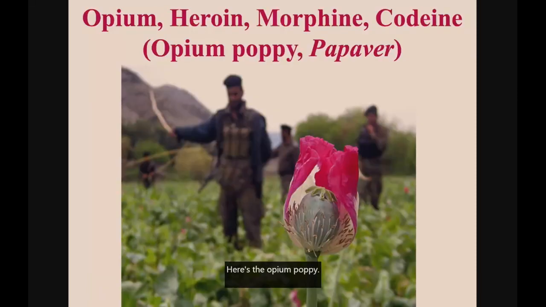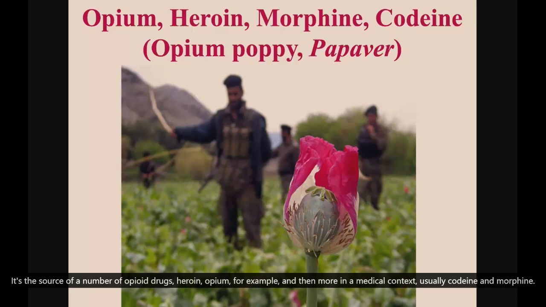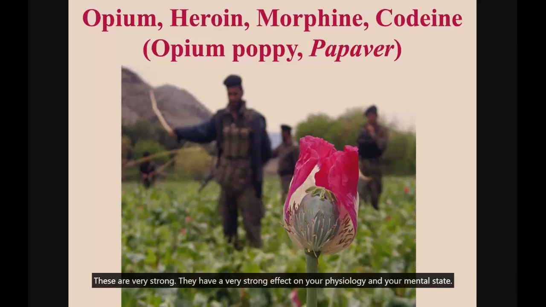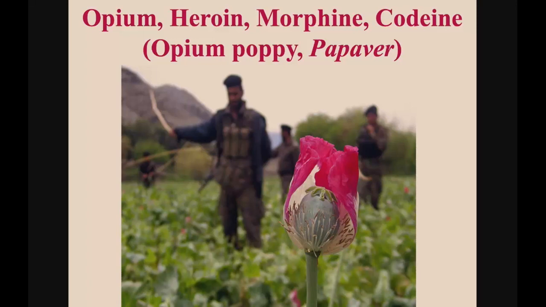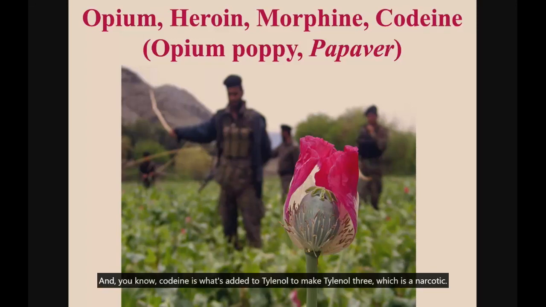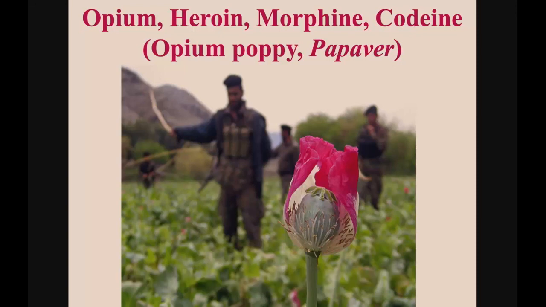Here's the opium poppy. It's the source of a number of opioid drugs. Heroin, opium, for example. And then more in a medical context usually, codeine and morphine. These have a very strong effect on your physiology and your mental state. And you know, codeine is what's added to Tylenol to make Tylenol 3, which is a narcotic.